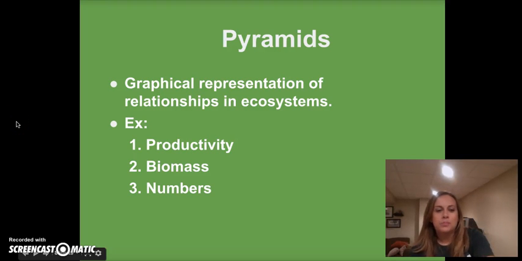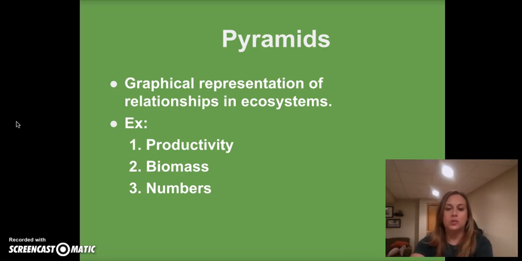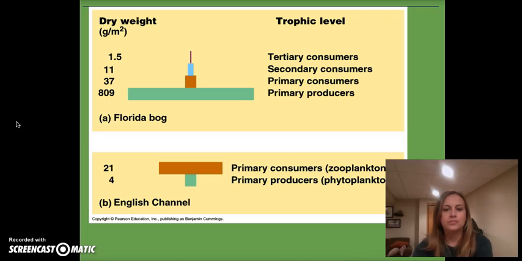Hey guys, we're going to keep talking about ecosystems today, and we're going to talk about ecological pyramids. So this is going to be a graphical representation of relationships in ecosystems. We're going to look at several different types. So there's pyramids that show productivity, biomass, numbers. There's pyramids for all of them.